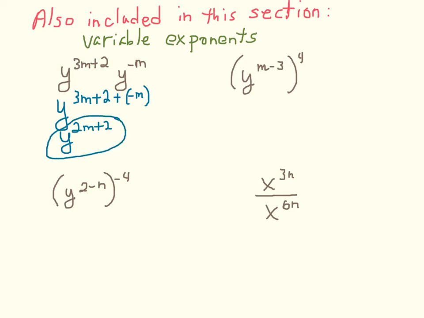Here, in this example I'm going to have a power taken to a power, so I'm going to want to multiply here, and I'll actually use the distributive property. So I'll have y to the m minus 3 times 4, so that would be y to the 4m minus 12.